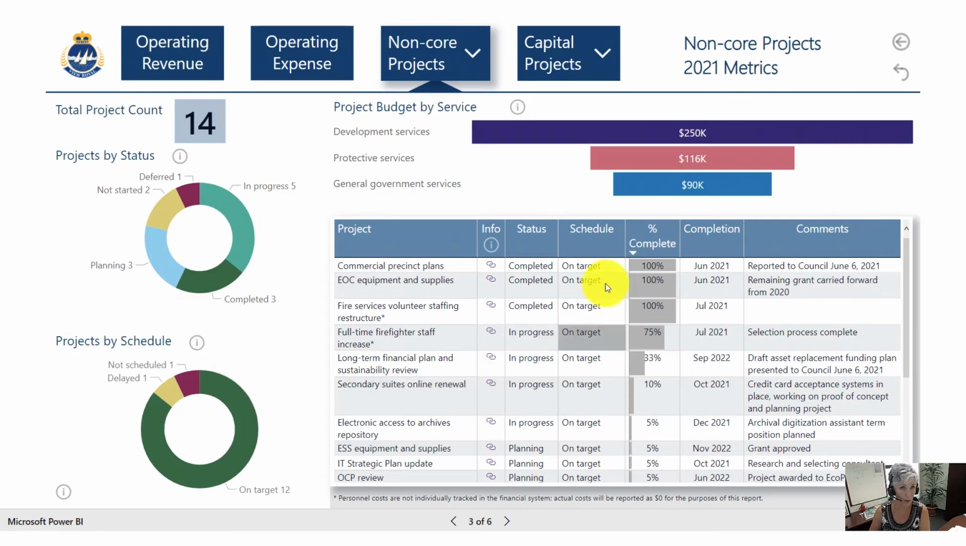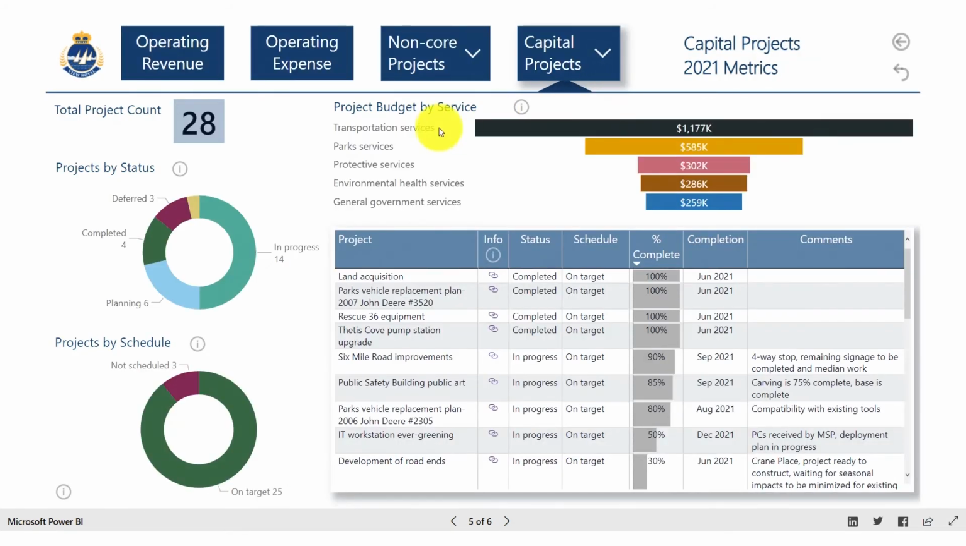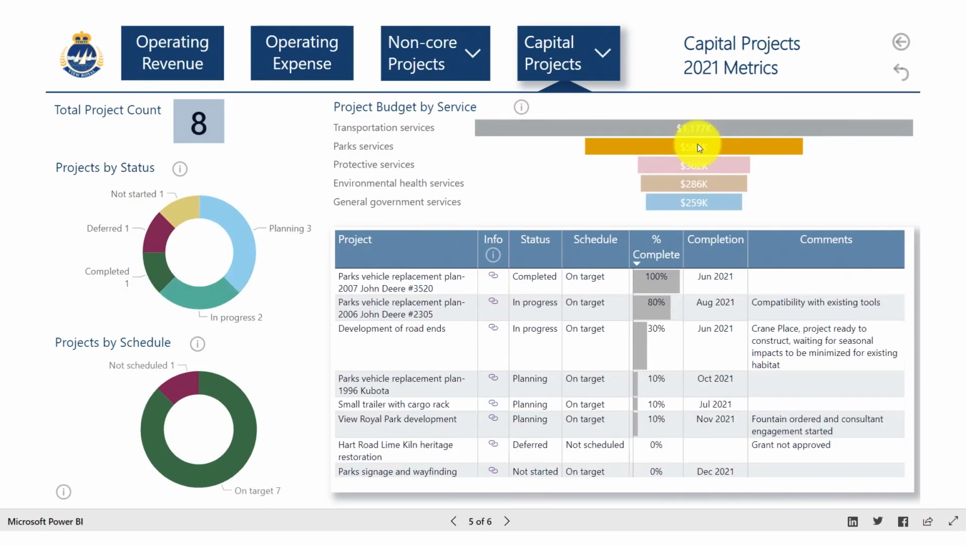Once you've learned how to navigate the non-core projects report, you already will know how to navigate the capital projects metrics report. It's laid out exactly the same. There are a few more projects and a few more services, but it responds exactly the same way. If you want to look at park services, click on the parks bar. You can see that there are 8 projects. You can see how many are in which of the statuses and schedules, and then you can look at each one of the details and click on the links to open the project summary.